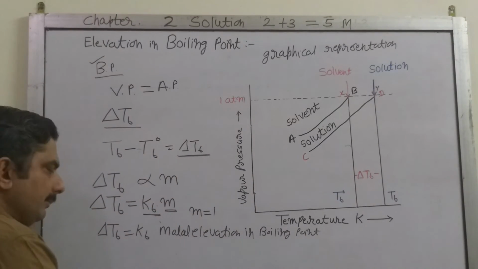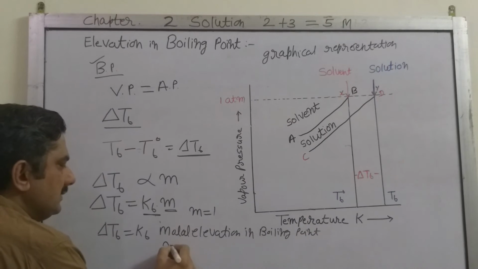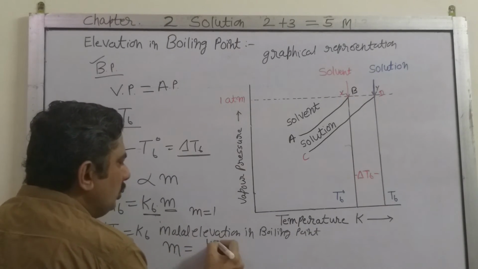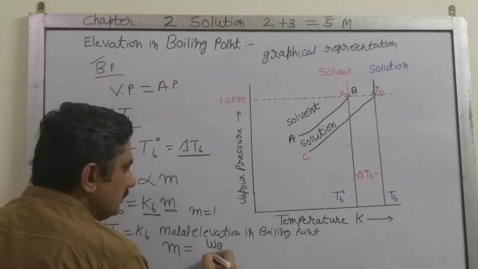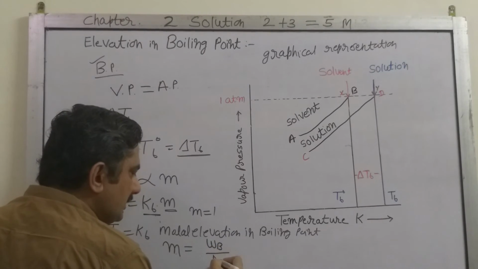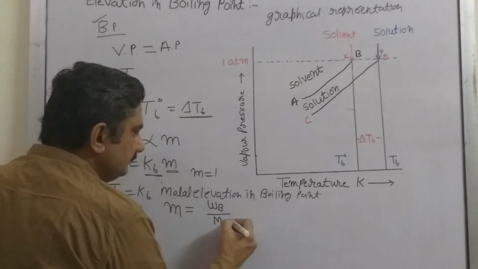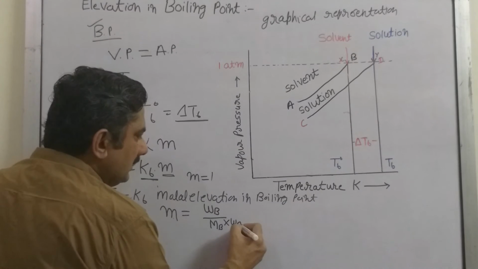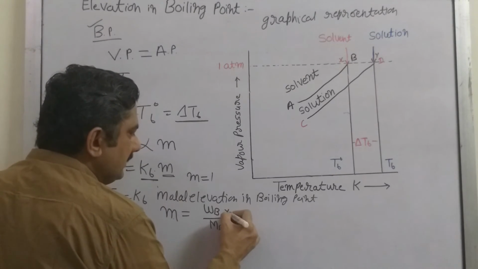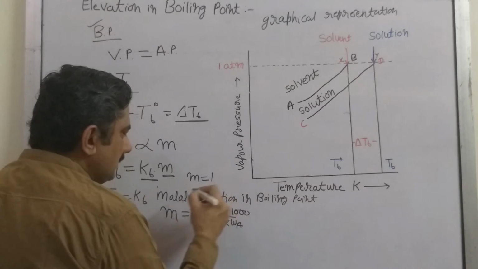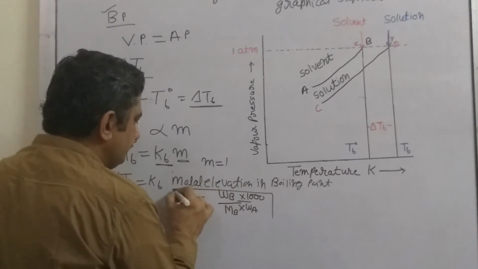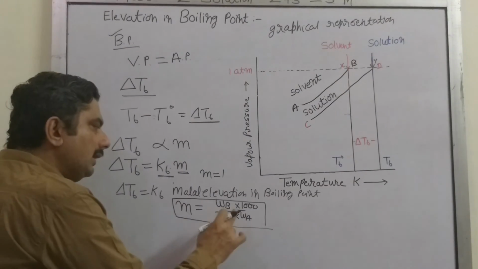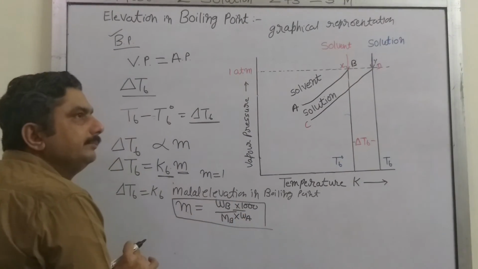On putting the value of m, molality, suppose WB gram of solute whose molecular weight is MB dissolve in WA gram of solvent, then according to definition, m is equal to WB into 1000 upon MB into WA.